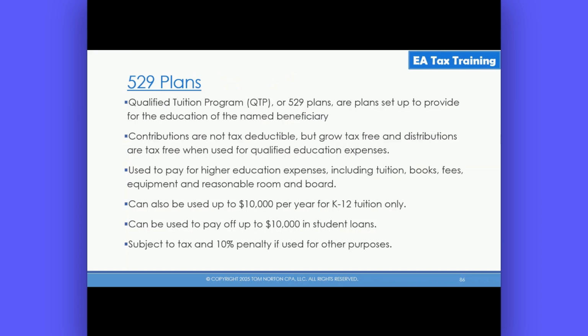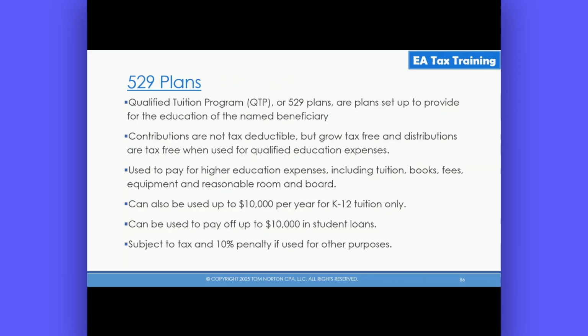Section 529 plan. This is for educational expenses. It's also called a qualified tuition program, or QTP. We usually just call it a 529 plan. So this is a plan that is set up to provide for the education of whoever is named as the beneficiary. Contributions to it are not tax deductible, but they grow tax free. And as long as the distributions are used to pay for qualifying educational expenses, then the amount is not taxable.